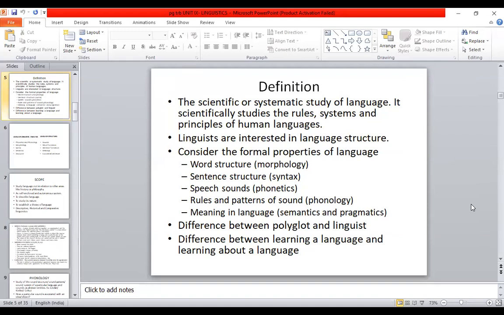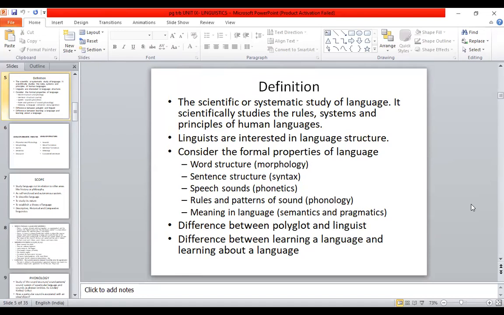In which language did we study? We definitely did not study maths in a language called mathematics. We did not study social studies in a language called social studies. We studied the subject social through English or through Tamil or through Hindi. So these are languages. Now, what do linguists do?